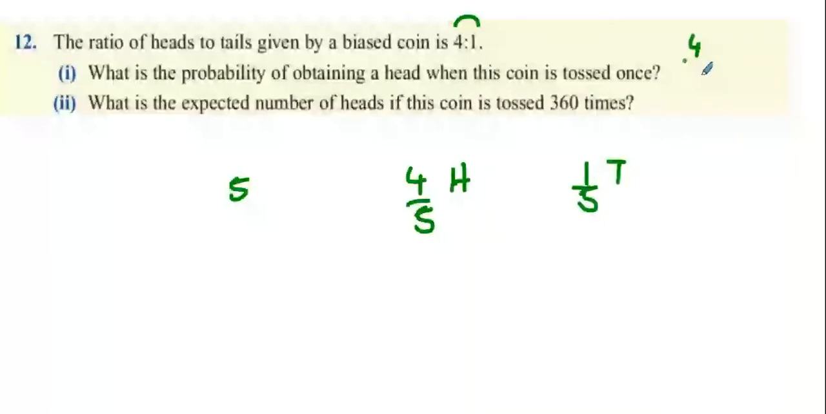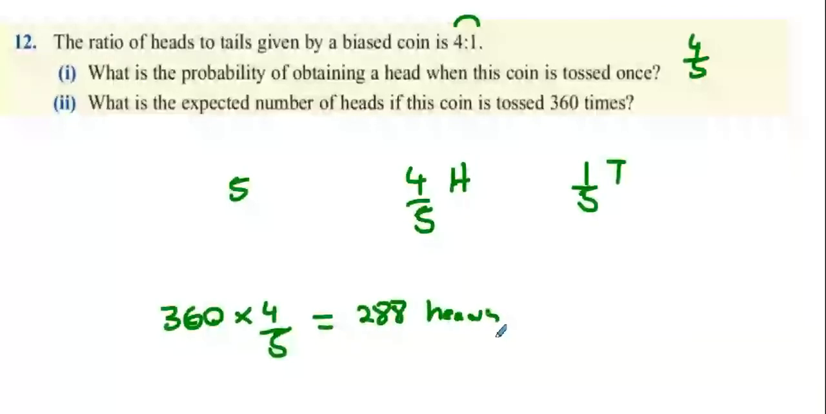4 out of 5. What's the expected number of heads if it's tossed 360 times? Is this experimental probability or theoretical probability? Did you actually toss it 360 times? No. So this is theoretical. You would expect 72 by 4, which is 288. You'd expect 288 heads when you toss this biased coin.